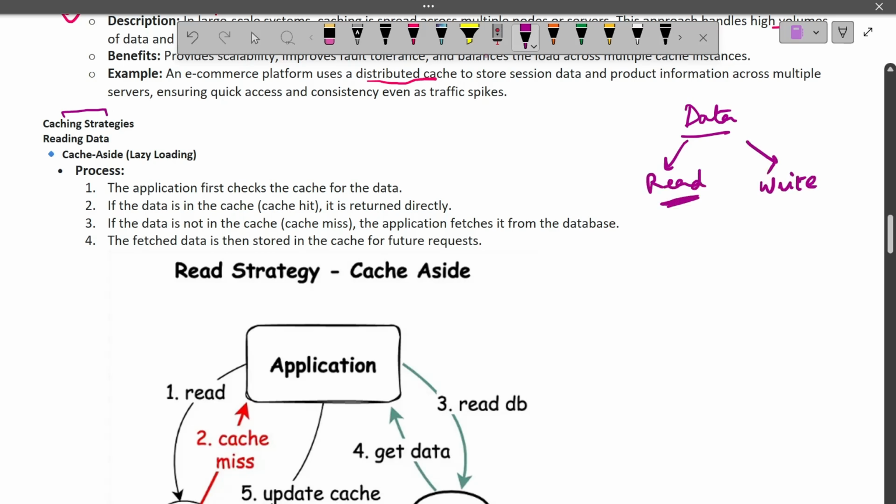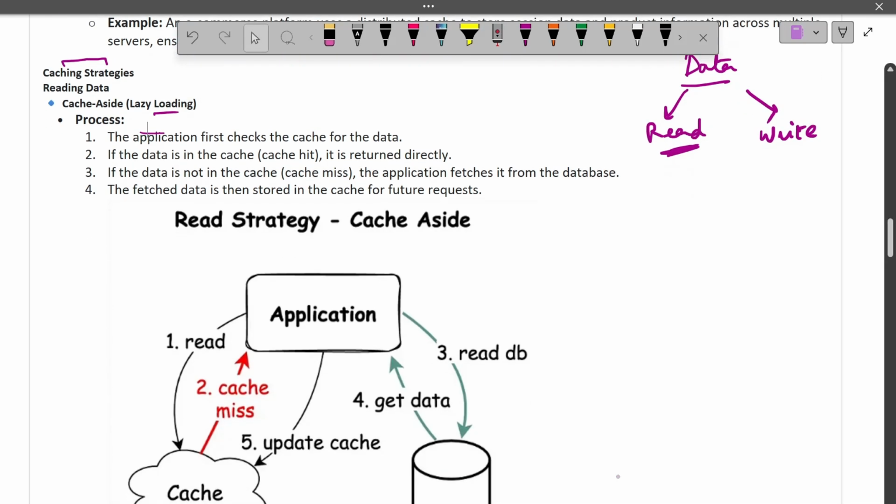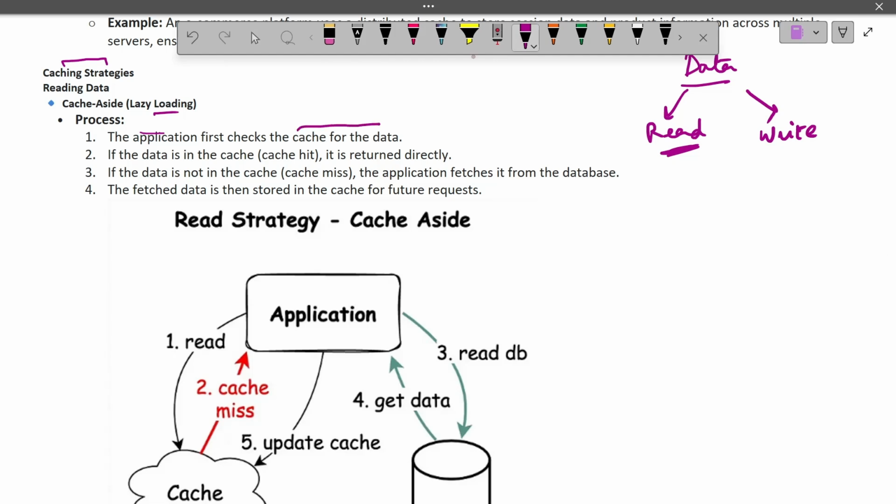So if the perspective is from reading data, one strategy is called cache aside or lazy loading. As the diagram suggests, we have an application, we have a DB, we have a cache. What are we doing here? The application will first check in the cache for the data. If it is there, we will have a cache hit and we will get the data. But if it is not found, the onus is on the application to fetch the data from the DB. And the onus is also on the application to store it in the cache. So it is completely application controlled.